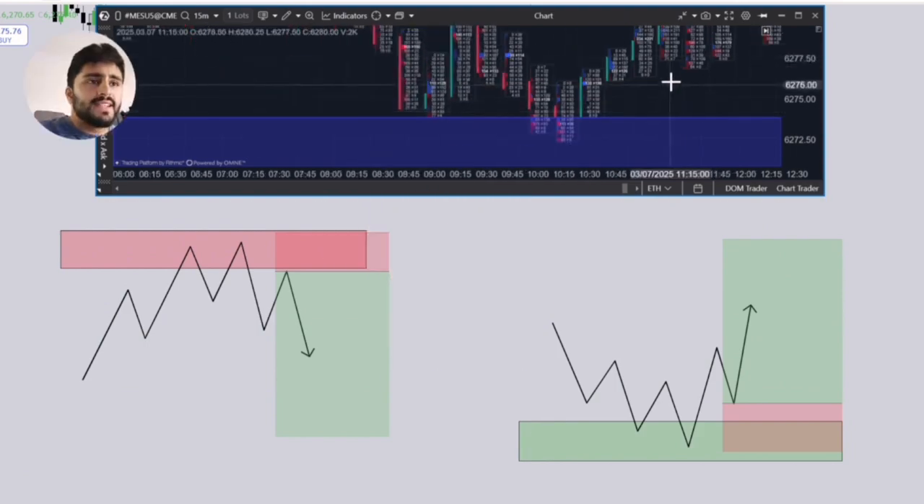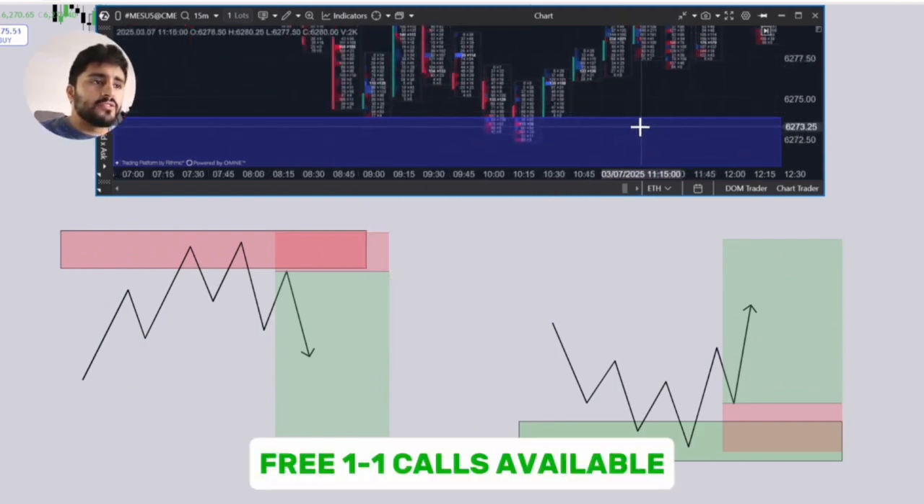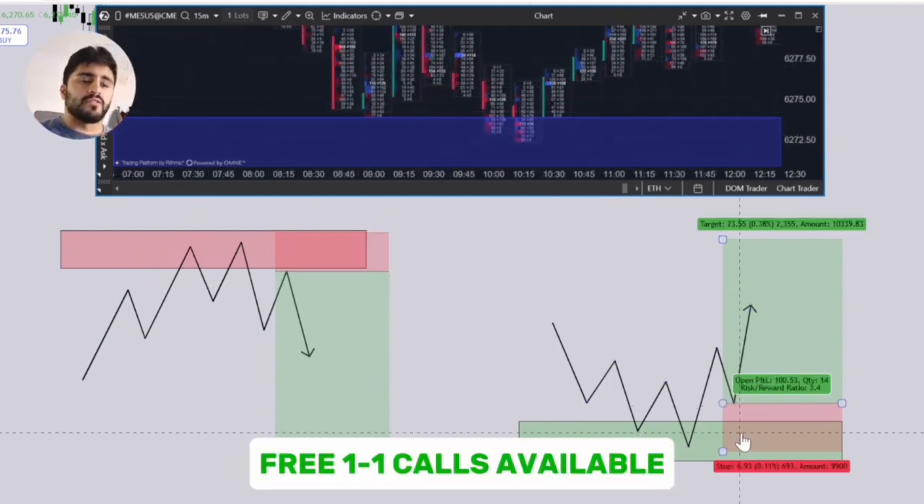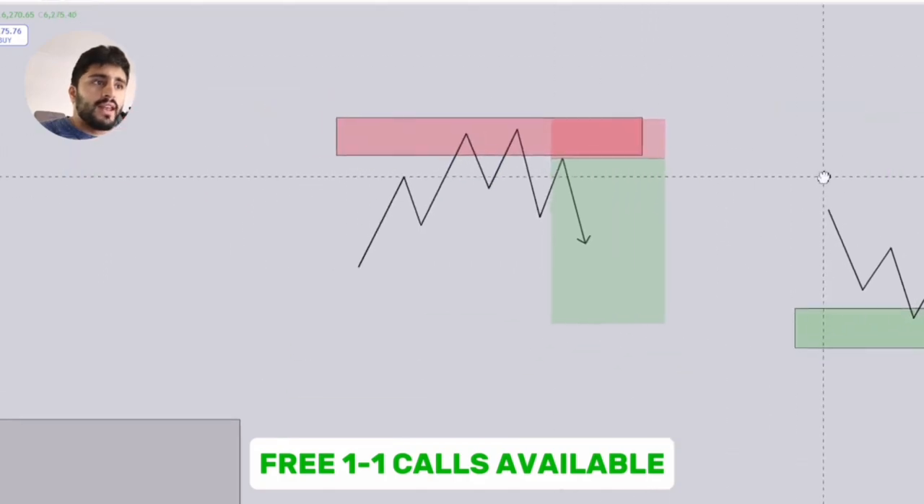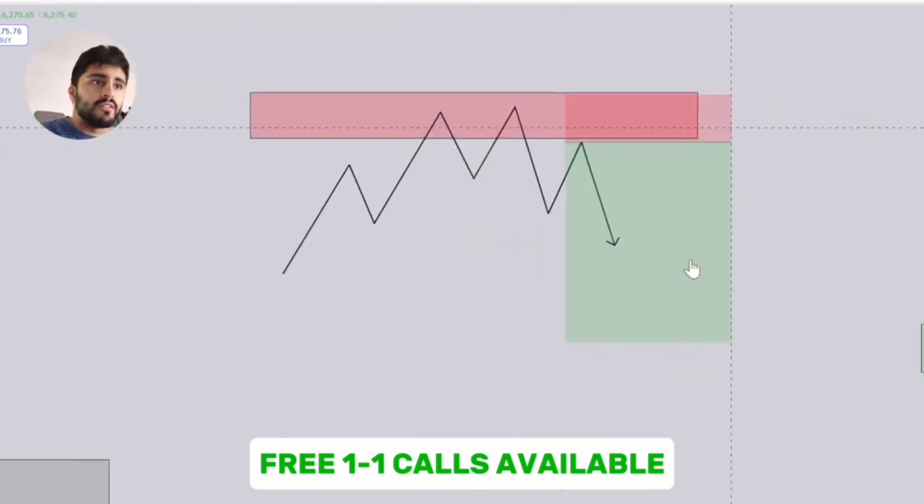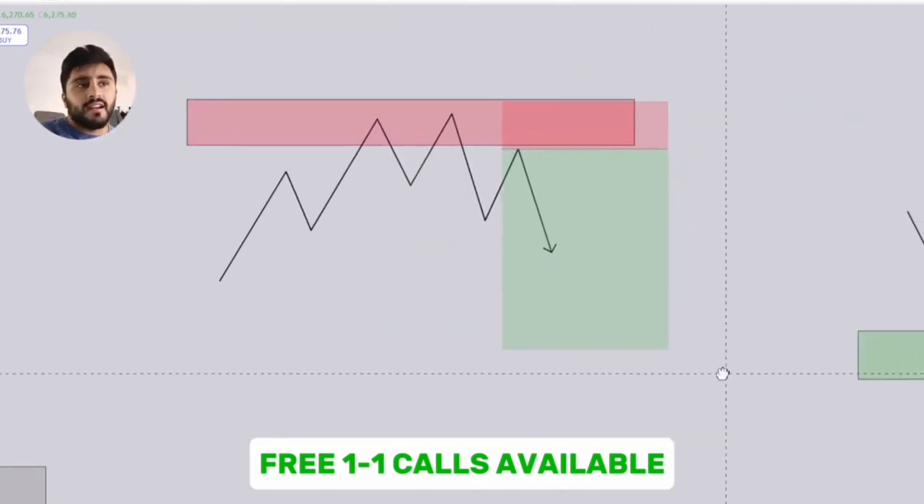So we have the ATAS platform at the top and we're going to be focusing on supply zones and demand zones, right? How can you actually predict what is going to go on inside of these zones? So let's break this down. If we just take a look on the left hand side, we have a supply area in red. You need to understand a couple of things, right?